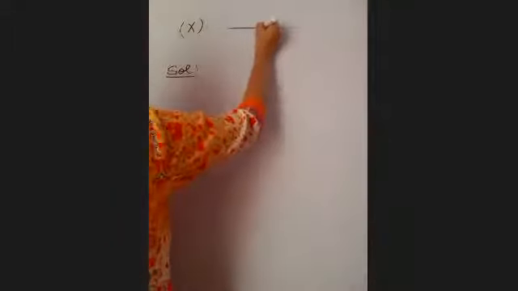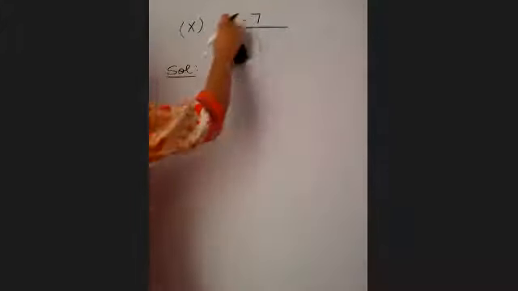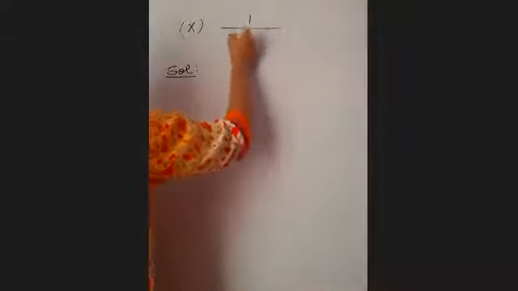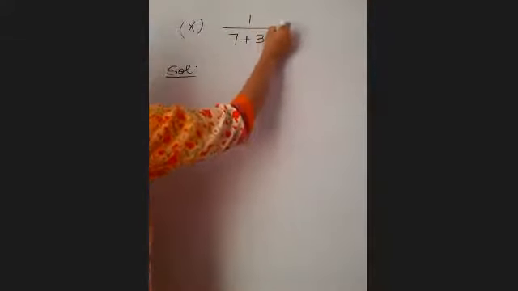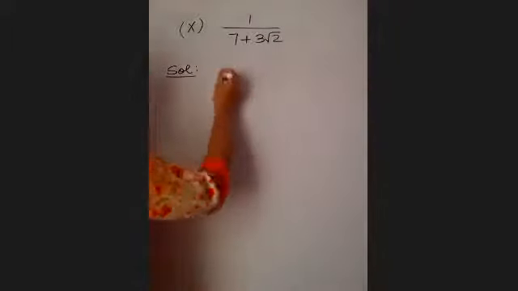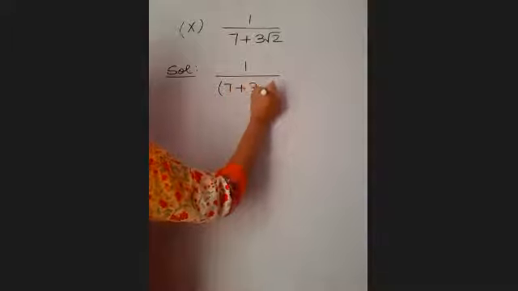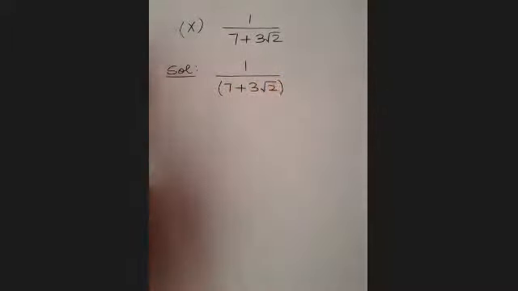Let us take up the last part. 1 upon 7 plus 3 root 2. What are we going to do? We are focused on the denominator. 7 plus 3 root 2.